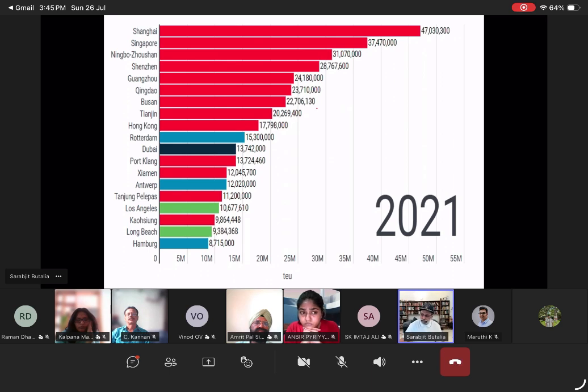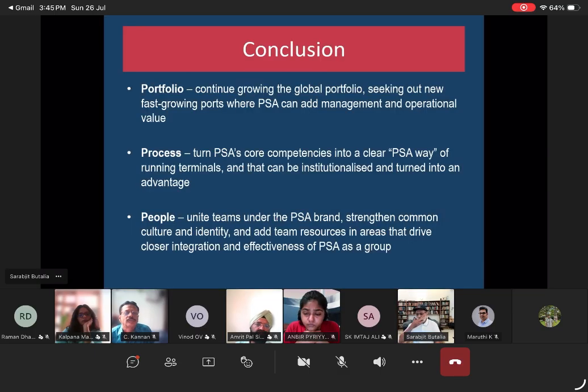But if you look at Europe, the biggest port is handling only 15 million compared to 47 million or 50 million. Antwerp, 12 million. Here it's 37 million. And all the other ports are down. So, 3 things to keep in mind: portfolio, continue to grow, process, and people is going to make a difference.